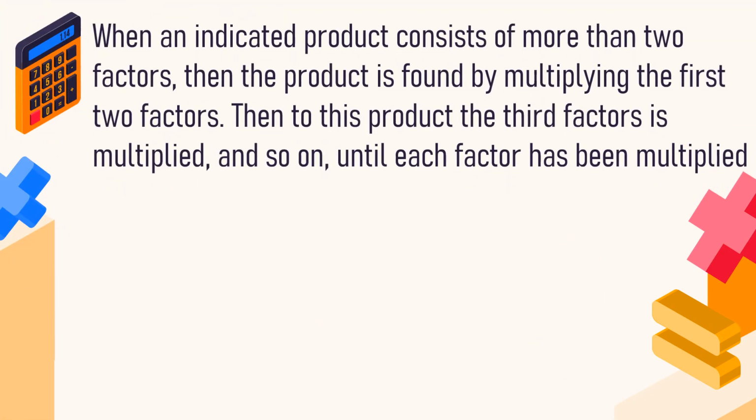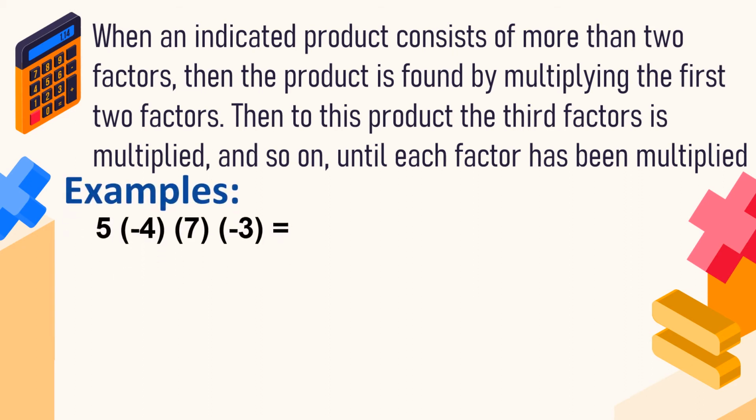Next, when an indicated product consists of more than two factors, then the product is found by multiplying the first two factors. Then to this product, the third factor is multiplied, and so on, until each factor has been multiplied. So, kagaya nito, 5 times negative 4 times 7 times negative 3. So, unahin muna natin itong first 2. So, 5 times negative 4 will be negative 20 since different sign. And copy 7 times negative 3.